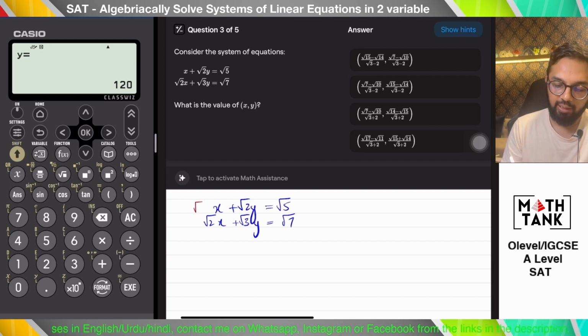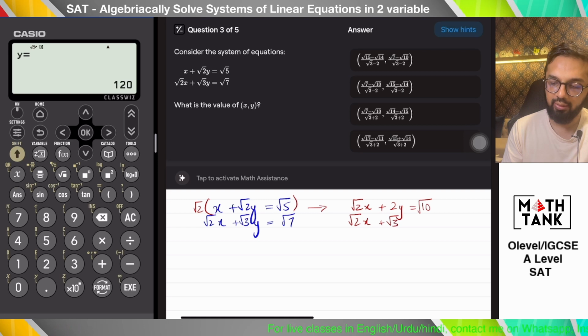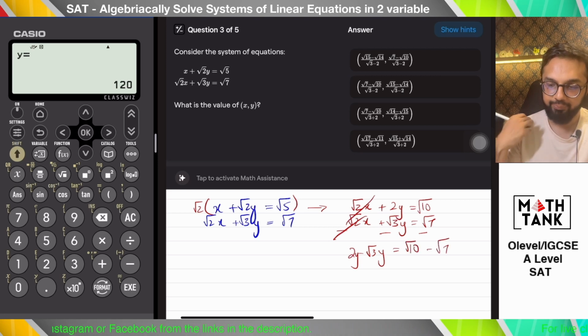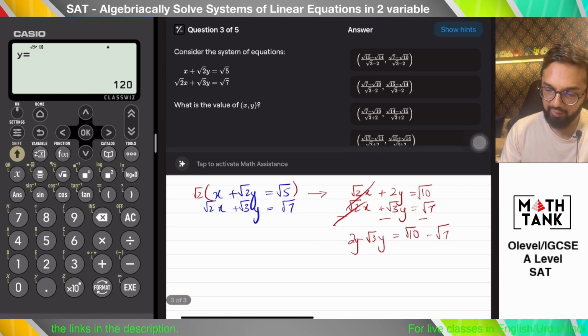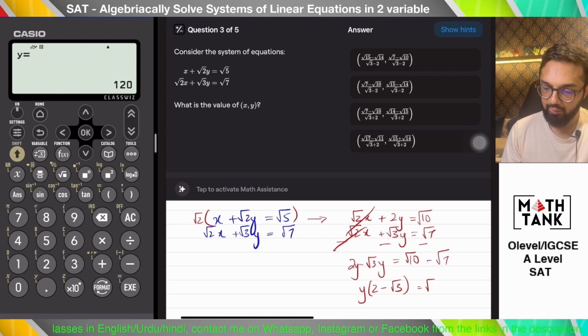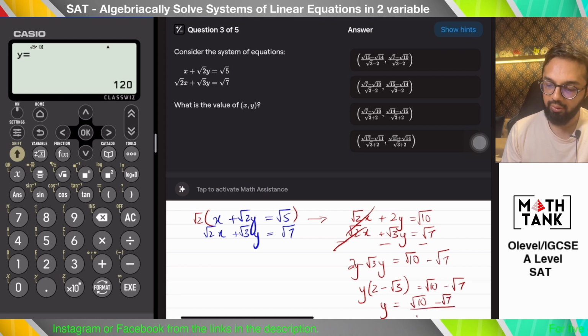So if I multiply my entire equation by root 2, it gives me root 2x plus root 2 into root 2 will give me 2 and root 2 into root 5 will give me root 10. Okay, so root 2x plus root 3y, the other equation remains the same. So if I subtract this now, this gets eliminated. I get 2 minus root 3, 2y minus root 3y equals root 2 minus root 7. Okay, so my gut feeling is that the y should be answer option A, but let's see what I get. Okay, I take y common, 2 minus root 3 and root 2 minus root 7. Y equals root 10 minus root 7 over 2 minus root 3.